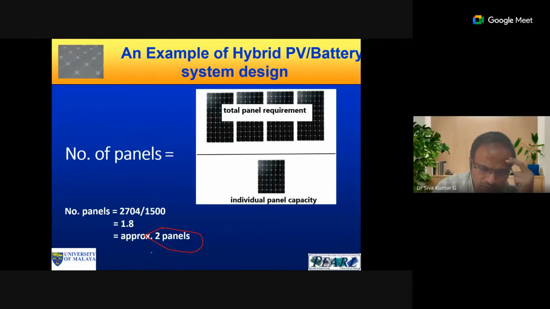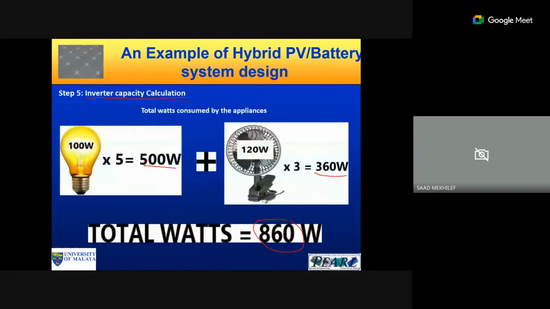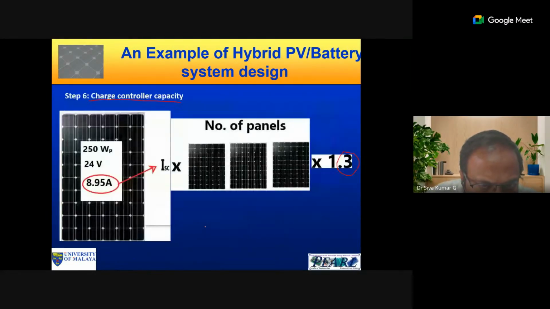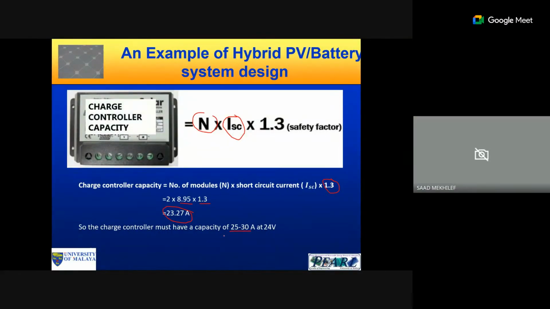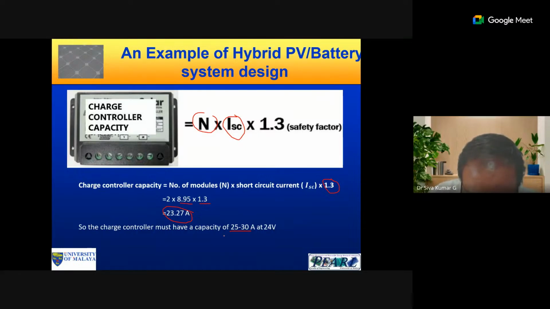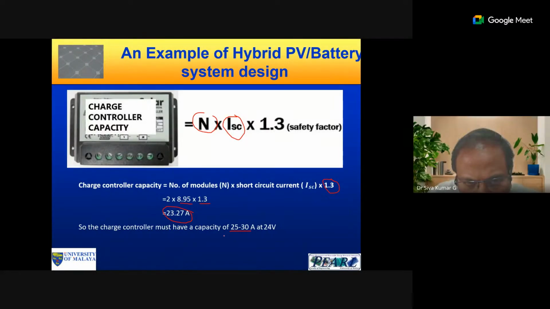Professor, this charge controller, it has a transducer, right? Is it going to have a transducer in the charge controller? Transistor? No, transducer? Yes, for sure it has, because it works on sensing the voltage and current on the battery. But this charge controller doesn't have the capacity of 23.27, right?